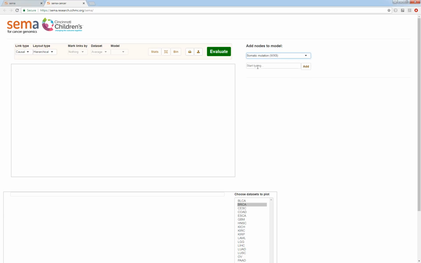So first, we're gonna start by populating the graph with somatic mutations in different RAS and RAF genes. So NRAS, HRAS, KRAS, BRAF, and let's just add EGFR as well. Say add. Now we have these 5 genes.